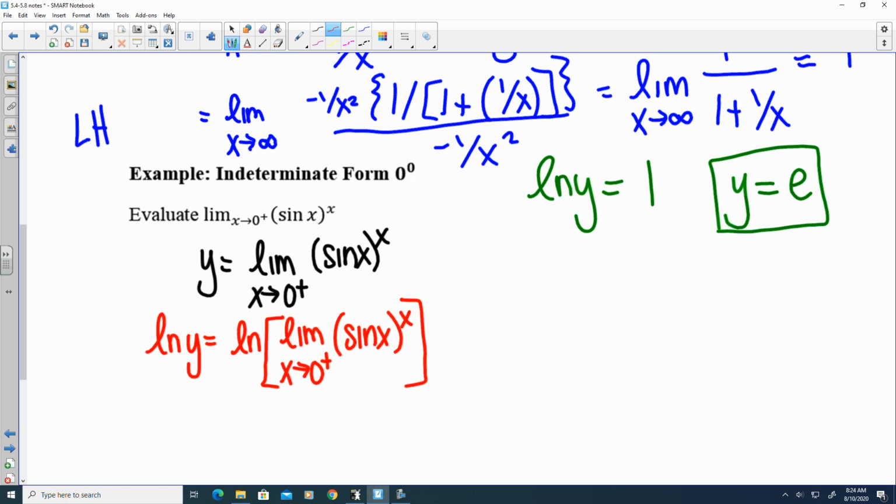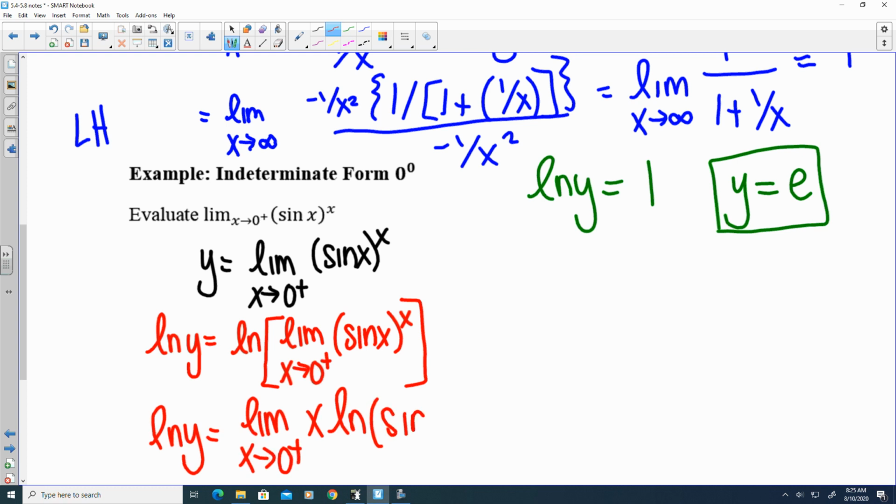Okay, so our step here was we took the limit out of the brackets, put the natural log in, and brought that x down. That was kind of the rearranging step that we did at this point on the last question as well. So the x came down, and then we have the natural log of sine of x.